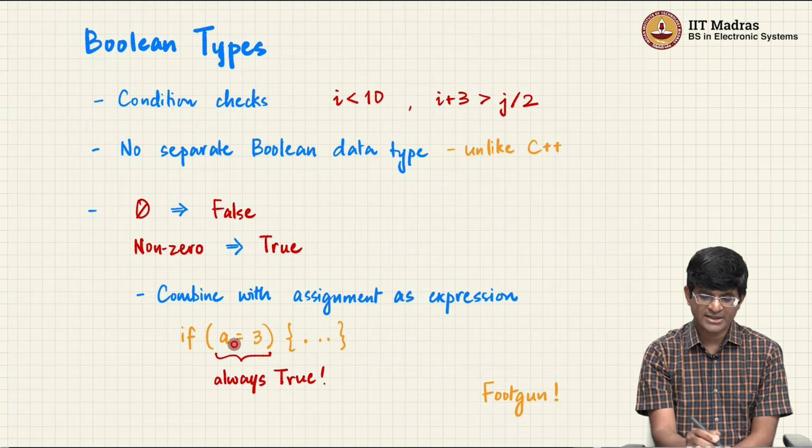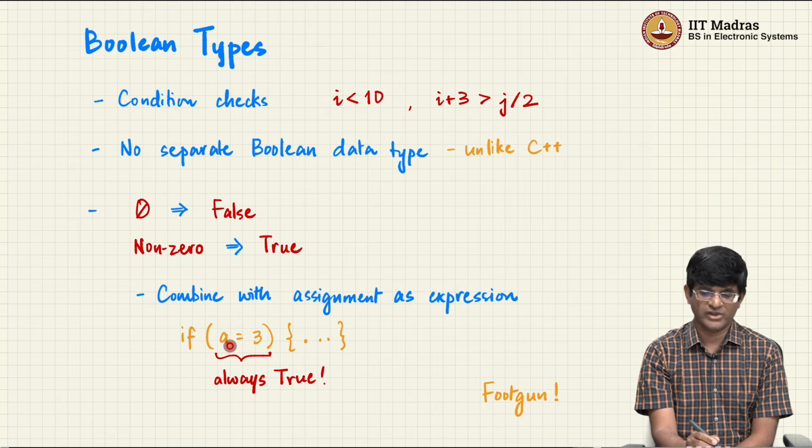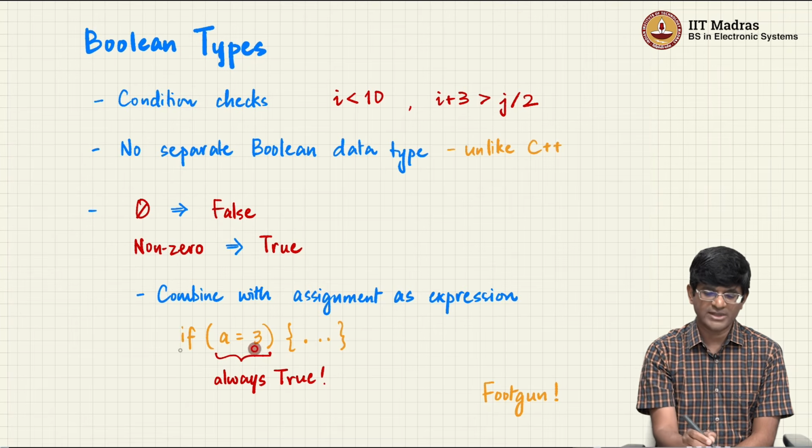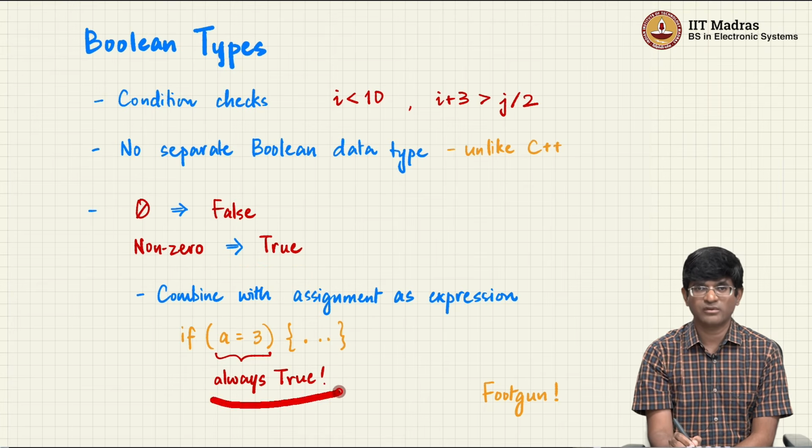What will happen in this case is that I will actually take the variable a and assign the value 3 to it. Now you notice that this is a single equal sign and not a double equal sign, which is what is used for checking equality. Since it assigns this value, and since a equals 3 is also an expression in C which returns a value of its own, this effectively becomes if 3 is non-zero, so it is true. So if 3, do something, which basically becomes always true.